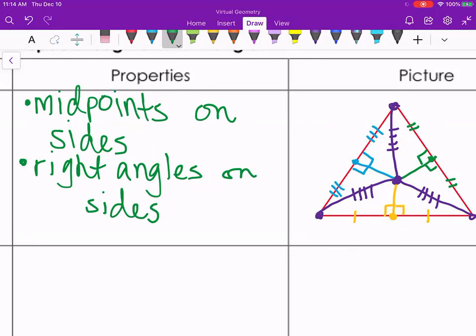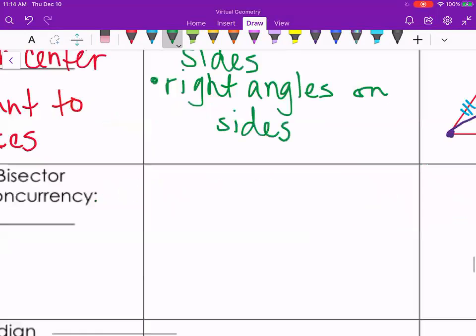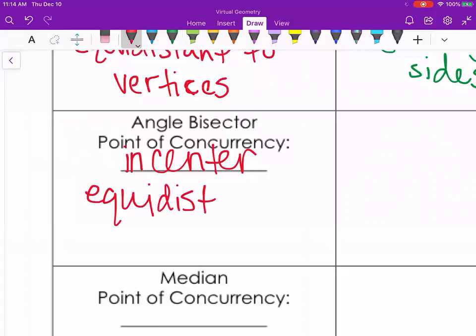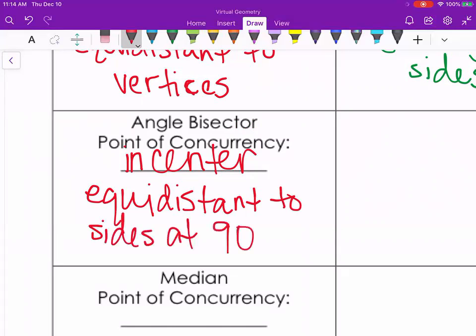All right, let's look at our next one, angle bisector. An angle bisector's point of concurrency is the incenter. And an incenter is equidistant to the sides at a 90-degree angle.